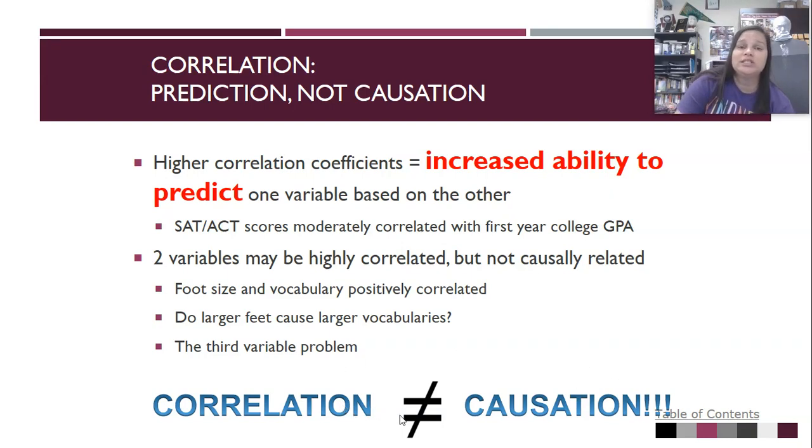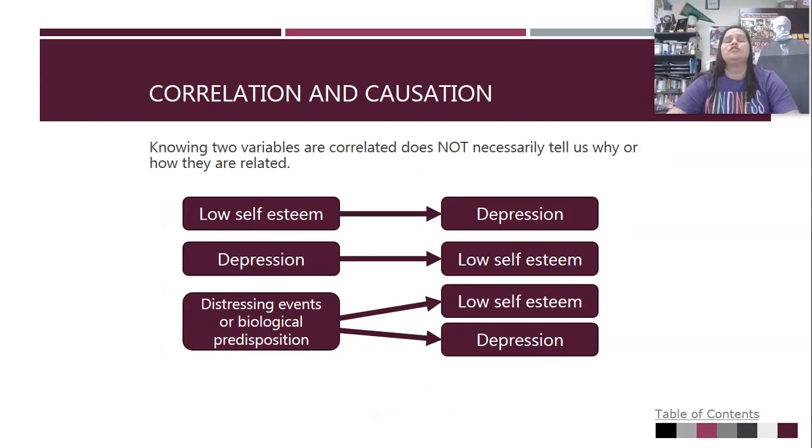So correlation does not equal causation. Just because they correlate and they can predict each other does not mean it causes it. But the stronger the correlation, the better the chance at predicting it. There's just too many other variables that can be correlated without necessarily telling us why or how they're related.